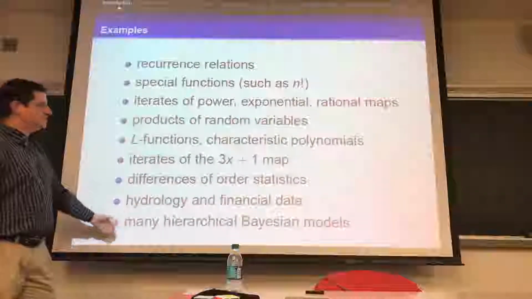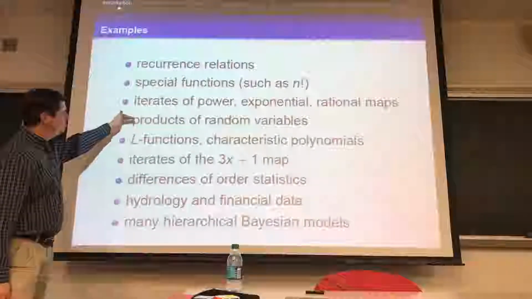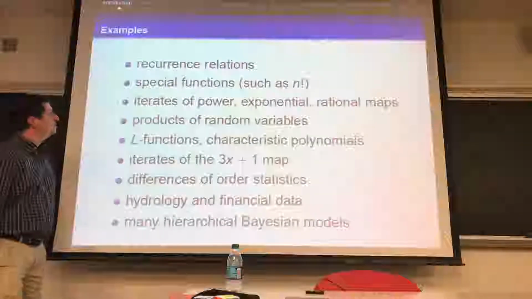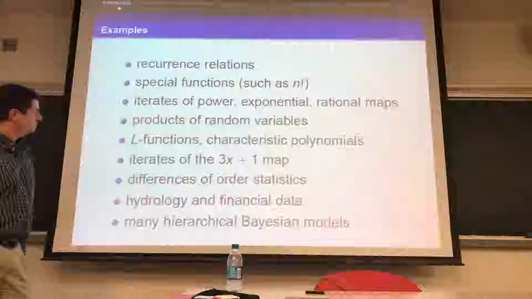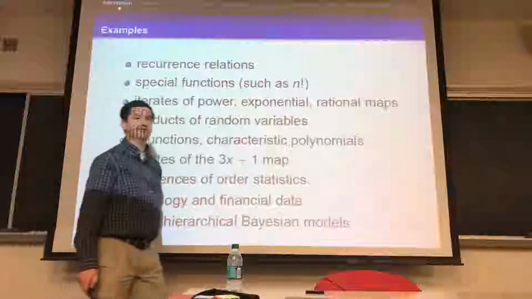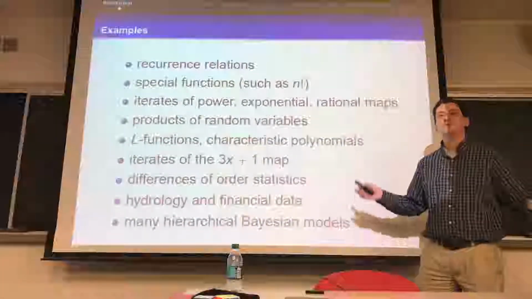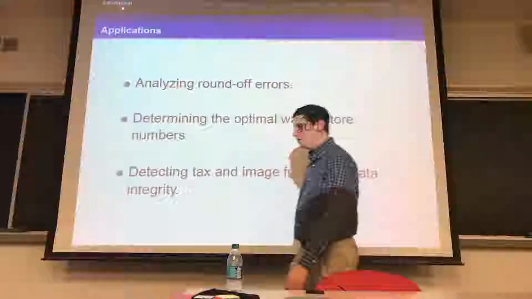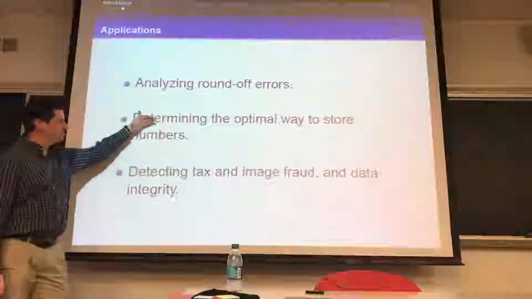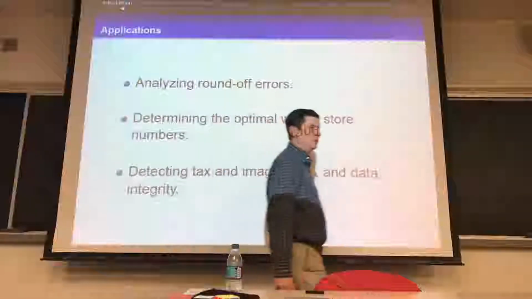So there are a lot of different systems where you will see Benford's law. Some of the really important ones are products of random variables, differences of order statistics, and recurrence relations, which are like discrete versions of differential equations. These things model so many things in the real world that if these are Benford, you'd expect a lot of other things to be Benford as well. Some of the applications are determining round-off errors in computer science, optimal ways to store numbers, detecting tax and image fraud. And this is what the IRS and other people love, and we'll talk a little bit more about that later.